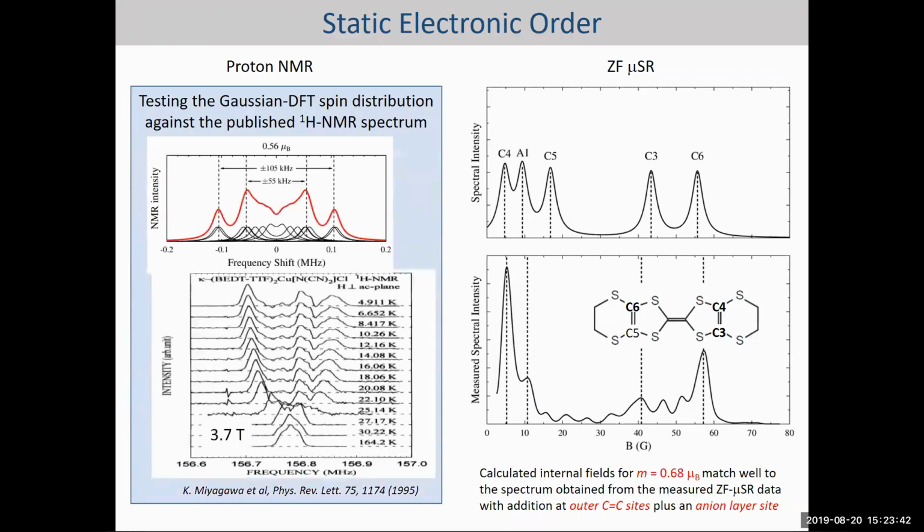And then one way of testing this is to look at the proton NMR with the same spin distribution. So we can leave the muon out and just look at what the dipolar fields at the proton sites would be. This published spectrum here shows a nice splitting in the magnetic state. And using, again, about 0.6 μB for the moment on the molecule, you get a pretty good agreement with the measured spectrum. So around 0.6, 0.7 seems to be a good estimate for the moment in this magnetic system.